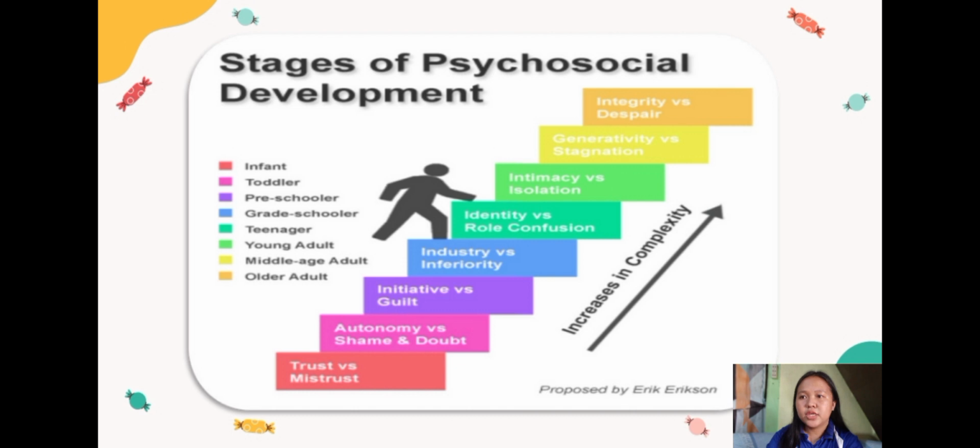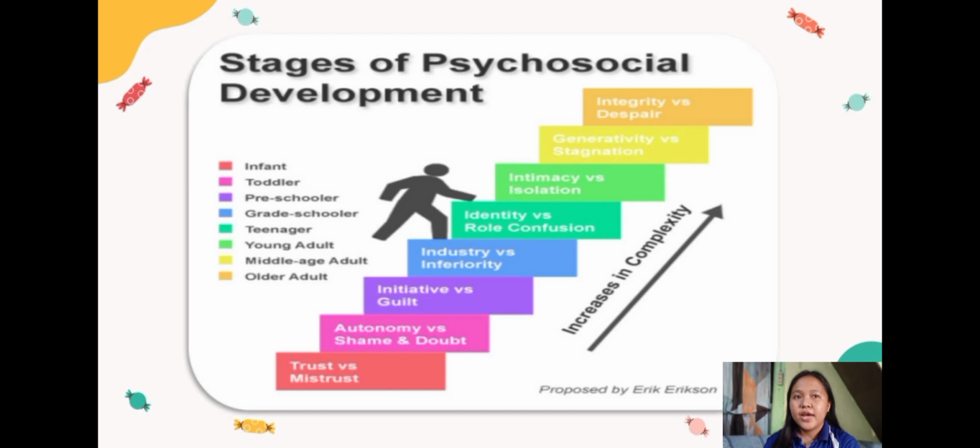Now, the fourth stage is industry versus inferiority during the school age, 5 to 12 years old. Now, we discover our own interest and realize that we are different from others. We want to show that we can do things right. We ask if we can make it in this world. If we receive recognition from our teachers or peers, we become industrious, which is another word for hardworking. If we get too much negative feedback, we start to feel inferior and lose motivation. Now, our neighbors and schools influence us the most.